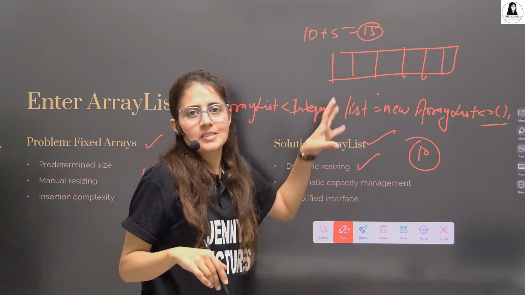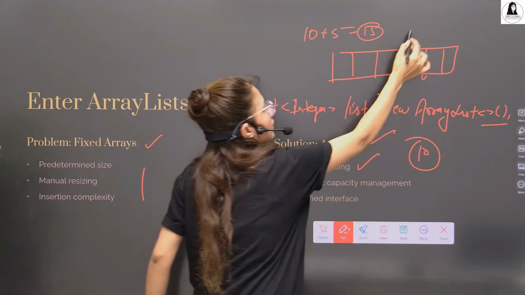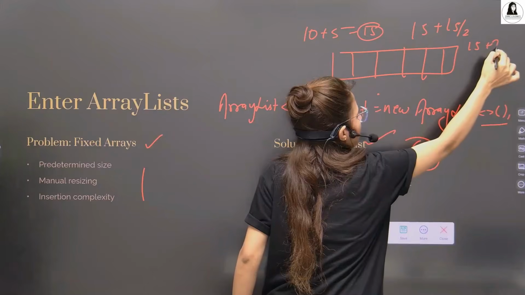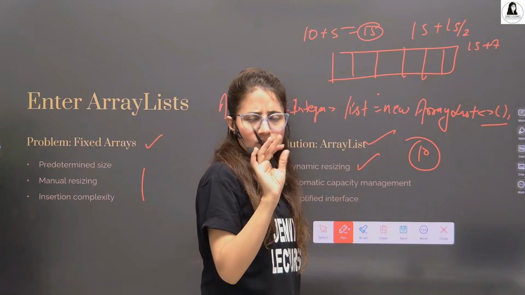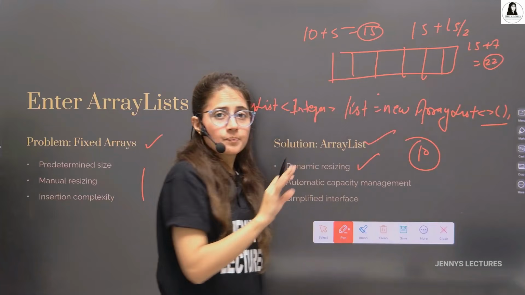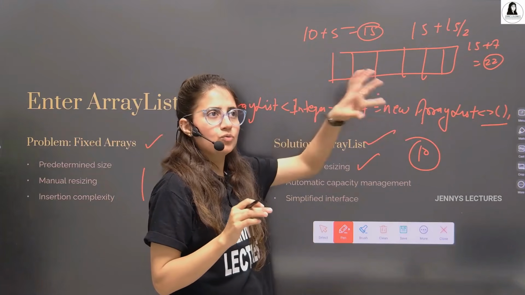Suppose you want to add the 16th element, so the new capacity would be 15 plus 15 divided by 2. That is 15 plus 7. It's 7.5, so we will take the integer, so it's 7. So it will be 22 elements. And the old array would be copied to the new array, and that's it.